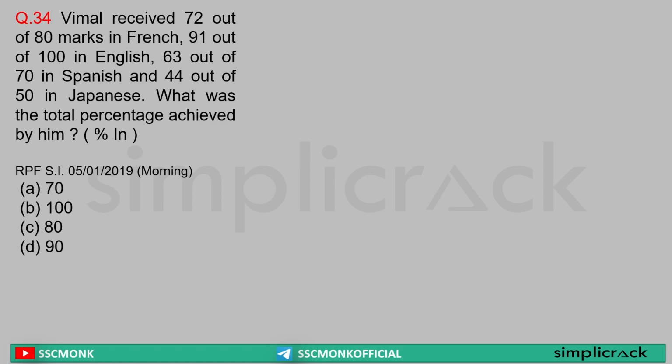70 in Spanish, 44 out of 50 in Japanese. What is the total percentage achieved? Sir, 72 out of 80, 91 out of 100, 63 out of 70, 44 out of 50. This is the total marks. This is the secured marks. Sir, the answer will be 72 plus 91 plus 63 plus 44, that is 270, divided by 80 plus 100 plus 70 plus 50, that is 300.